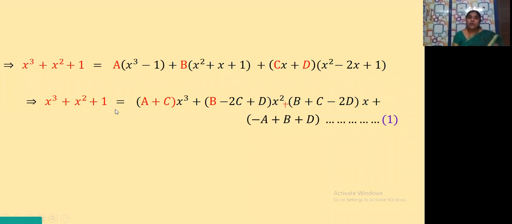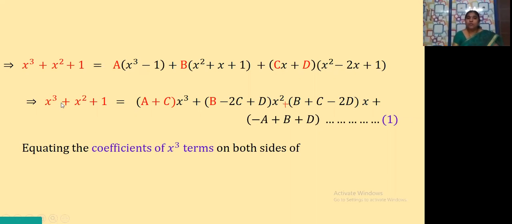Okay, now here again equating the coefficients, children. Here let us see, equating the coefficients of x cube on both sides. What we get here, coefficient of x cube is 1. Here coefficient of x cube is a plus c. So a plus c is equal to 1. So this is equation number 2.